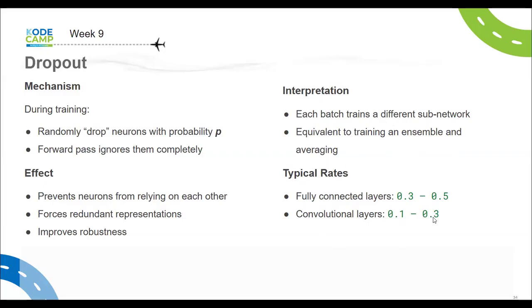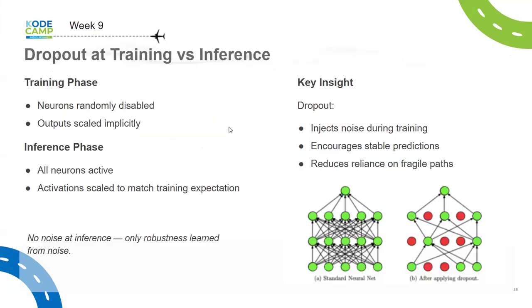So the typical rates that you would choose when you are doing dropout is 0.3 to 0.5. This is a value that represents how many of the neurons in each layer are dropped at each cycle of the training. For convolutional layers, again, 0.1 to 0.3. So that's dropout.